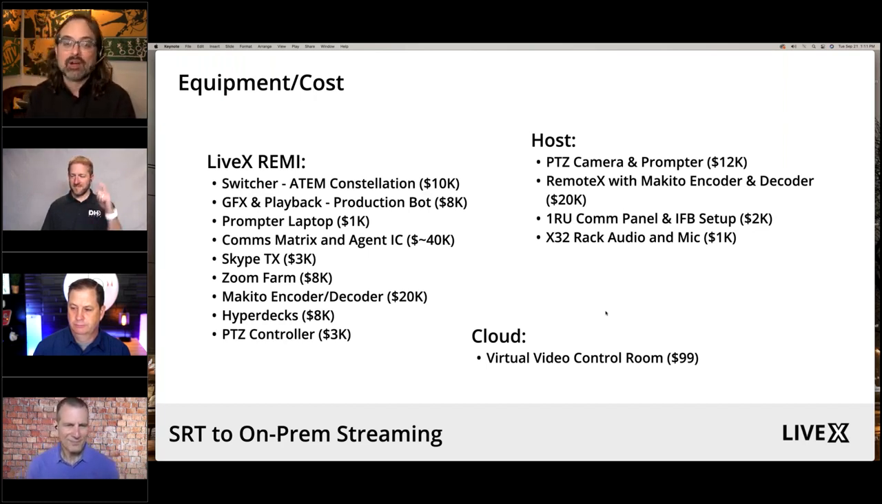So here's where we're going to differ with the other two solutions a lot, and that is cost of switcher. So the ATEM Constellation's obviously $10,000. The 2ME panel that we have, I think, is $15,000. I don't have that on here.